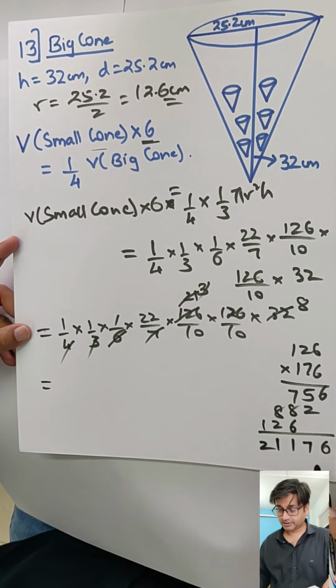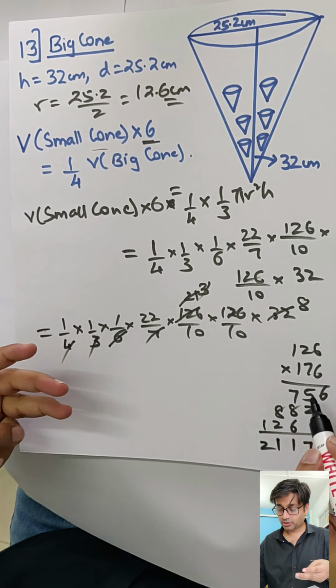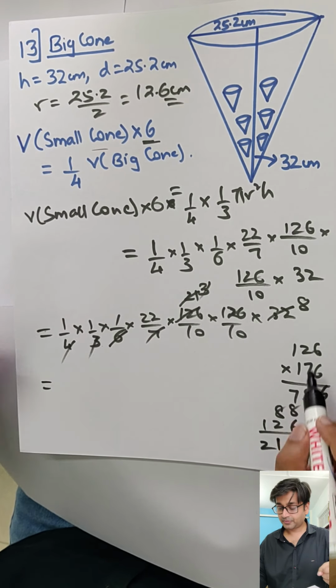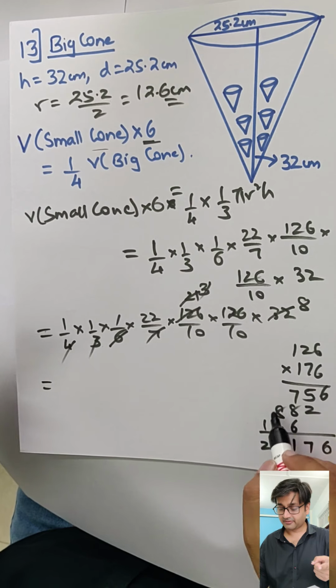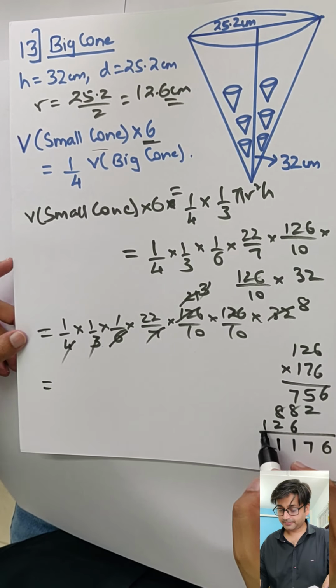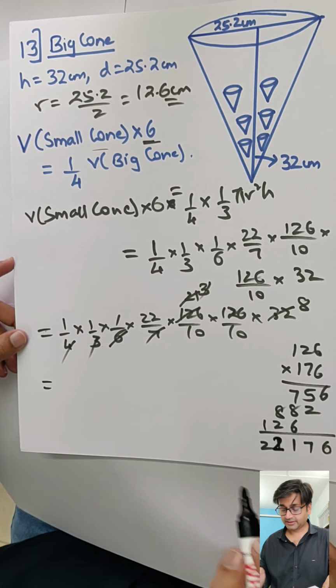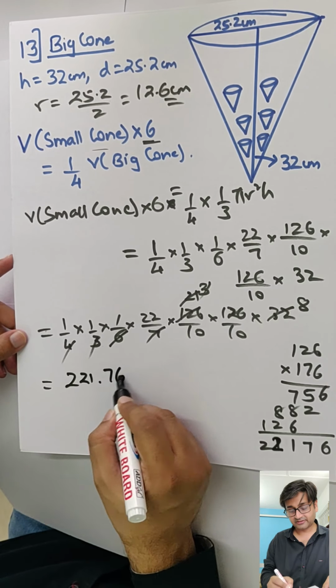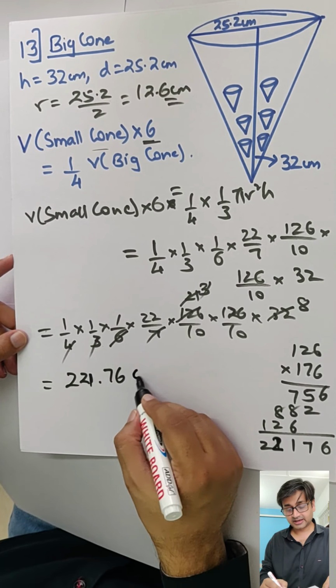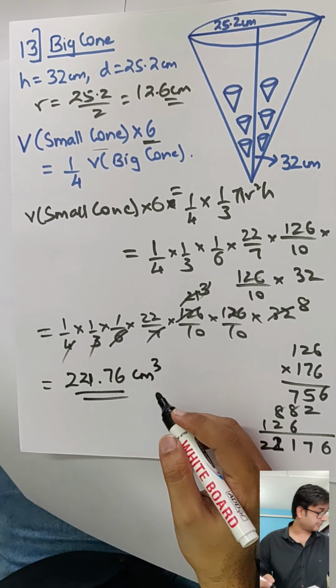I don't know if I am correct, let me recheck. 36, 12 15, 6 and 1 7, 42, 14 18, 7 and 1 8, 6 2 1. So 6 7, 15 plus 6 21, 10 11 12. So this will be 221.76 centimeter cube. I hope I'm correct on this.